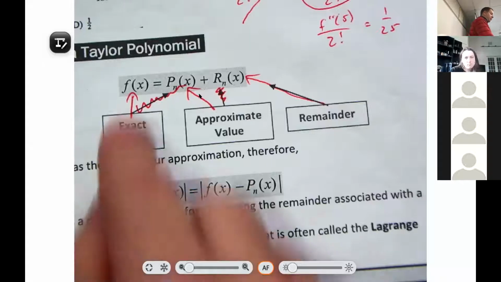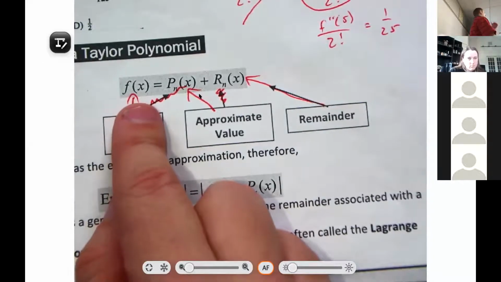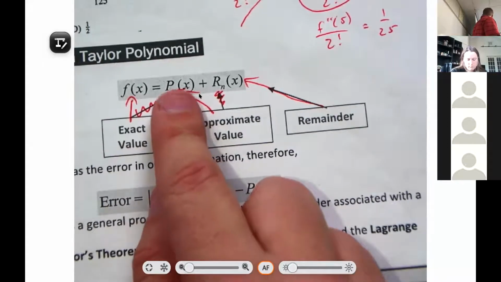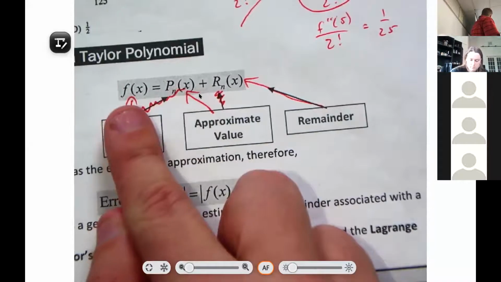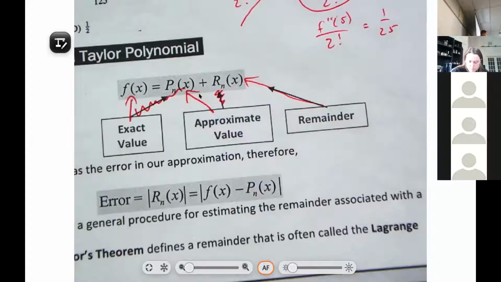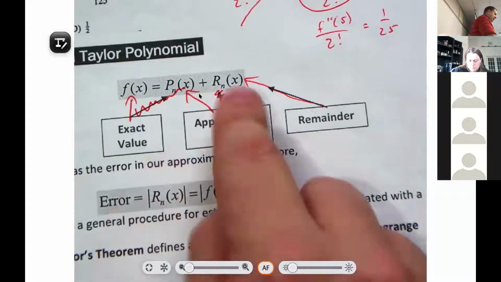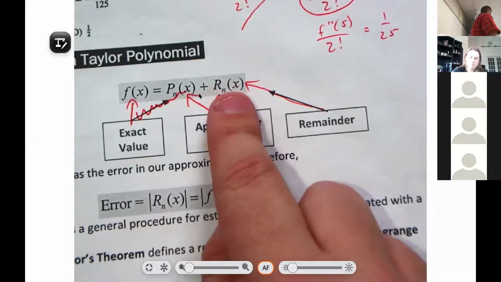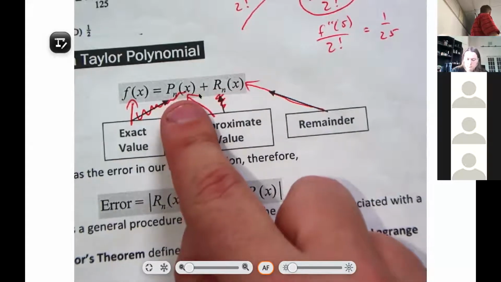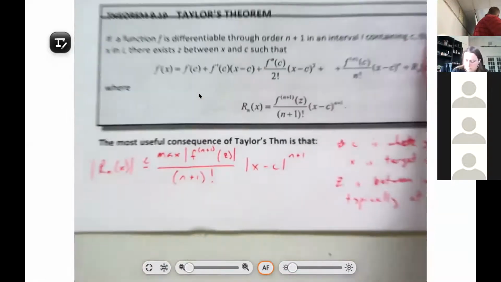So the exact value of a function is f of x. What we did last class was find the polynomial approximation, which is p sub n of x. Well, the exact value is equal to that approximation plus whatever the rest of it is, whatever the remainder is. This remainder is the thing that we are after today. We're trying to figure out how far off that polynomial approximation can be from the actual function. And that's what this is saying right here. You don't really need to worry so much about that gray box, to be honest.